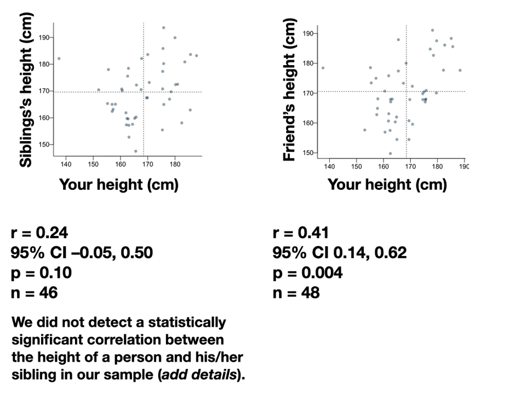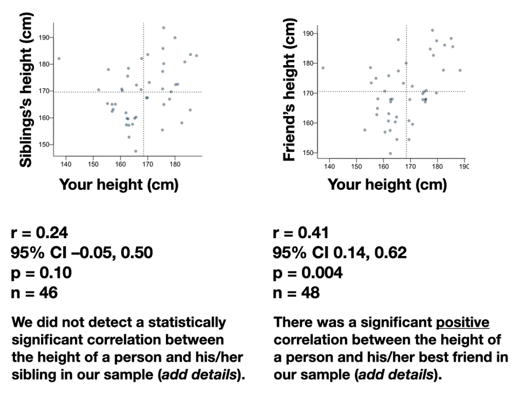On the right, we run the same analysis. This time we got an R value of 0.41. It had a 95% confidence interval of 0.14 to 0.62, and the p-value for our test was 0.004 with a sample size of 48. So here we actually reject the null hypothesis. The p-value is less than alpha, and so we can say there was a statistically significant positive correlation between the height of a person and his or her best friend in our sample, and then we can report the details in the brackets there.